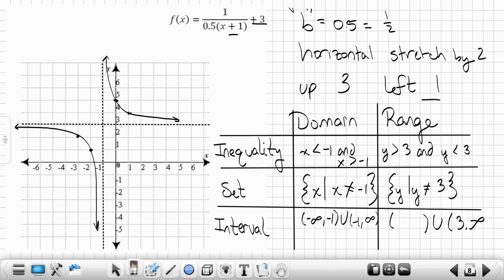Infinity. Infinity 3. Negative infinity. Negative infinity 3. There we go. All right. Now we can move on.